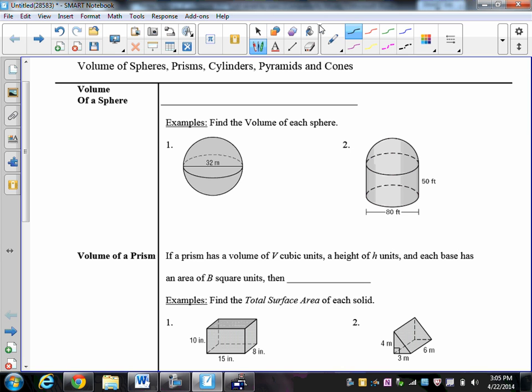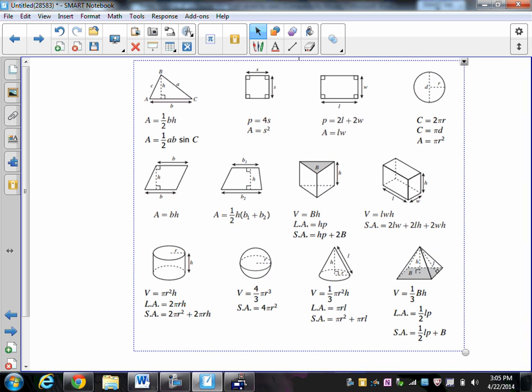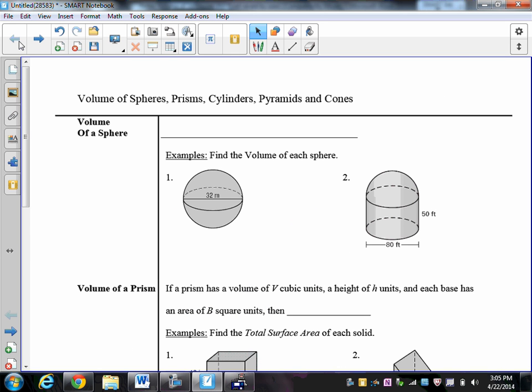Let's get started though. Again, we're going to be using the formula sheet. This is the part we're going to use. Unfortunately, the last video that I made, I used the incorrect formula sheet. I used an older version. This is the one that we want to use though. This is the one from the most recent formula sheet and the one that you'll receive on your test, your SOL.